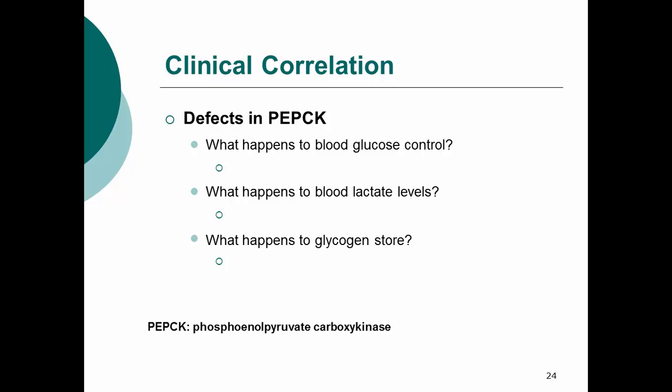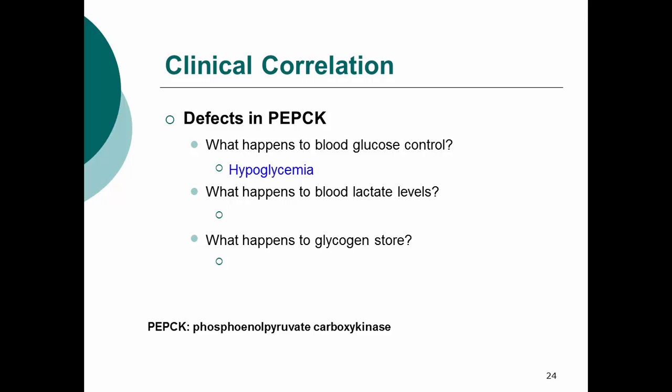First question, what happens to blood glucose control, blood glucose level, particularly during the fasting, if they don't have the PEPCK, the key enzyme? Yes, remain low, right? They're not able to maintain a high blood glucose level, so they will go into so-called hypoglycemia. They have a lower blood glucose level.